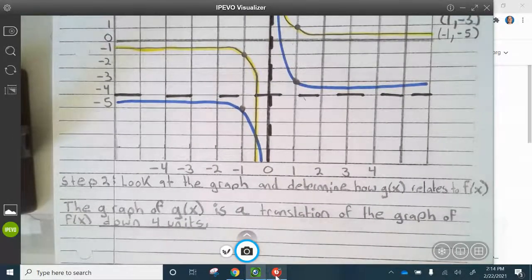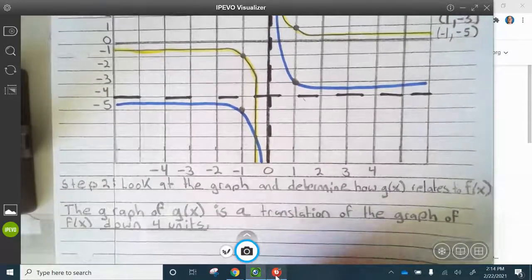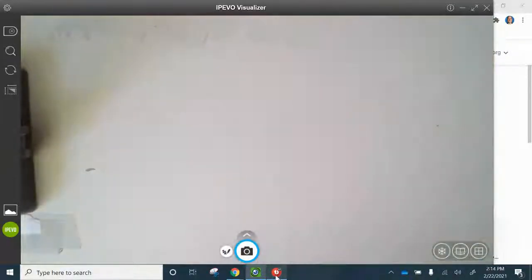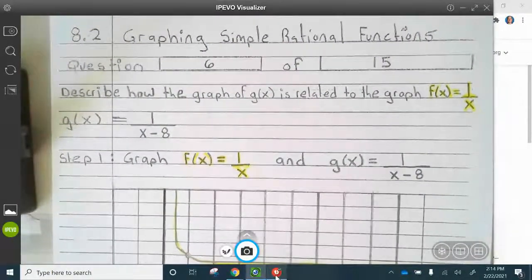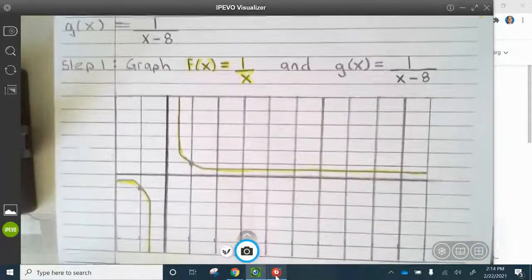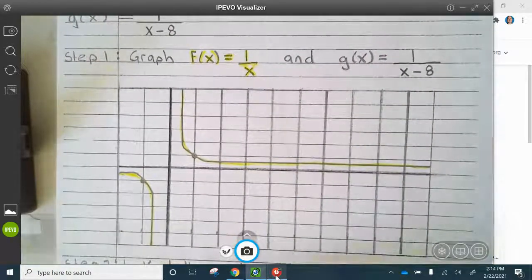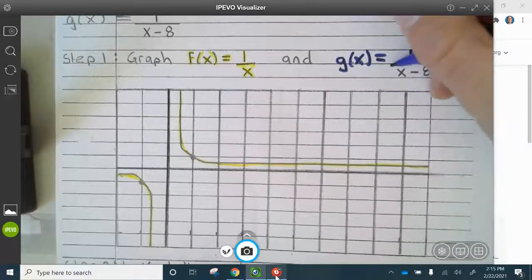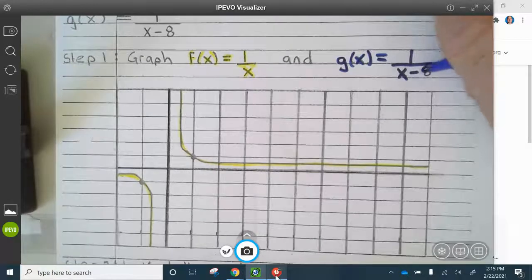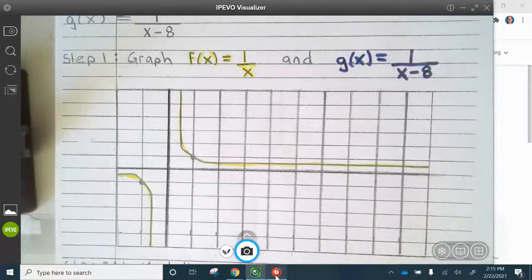All right, question 6 of 15. Describe how the graph of g of x is related to the graph of f of x equals 1 divided by x. All right, so we have g of x equals 1 divided by x minus 8. Now you ask yourself, what do you subtract from 8 to give you 0? The answer to that is x equals 8. And then the plus value is plus 0, so y equals 0. Okay, so you have an asymptote at x equals 8.